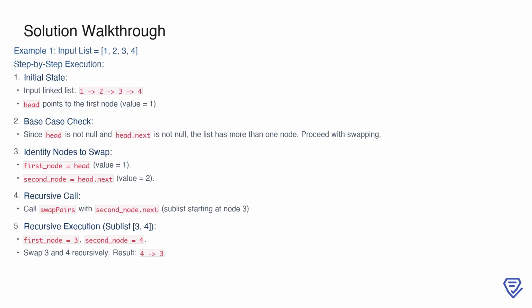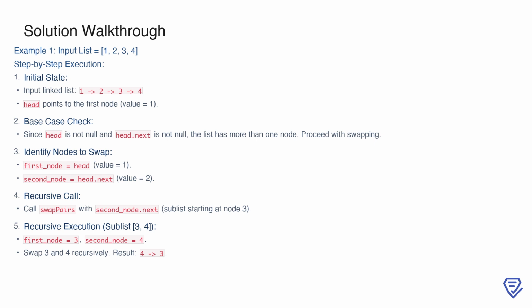To solve the problem of swapping nodes in pairs, let's begin by considering the input list 1, 2, 3, 4. Initially, the head points to the first node, which has the value 1. The first step is to check the base case. If the head is null or if head.next is null, we know the list is either empty or has only one node, and in either case, no swapping is needed. However, in this example, neither condition is met, so we proceed.